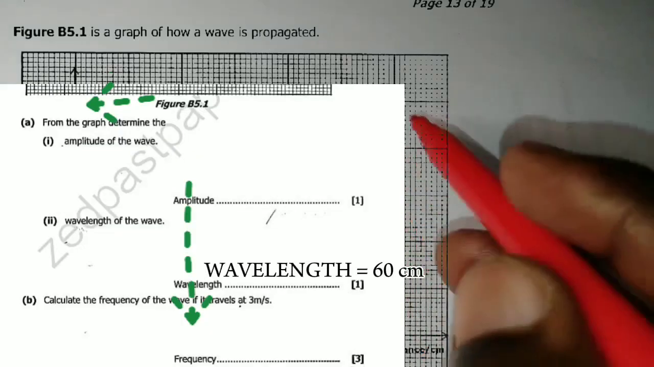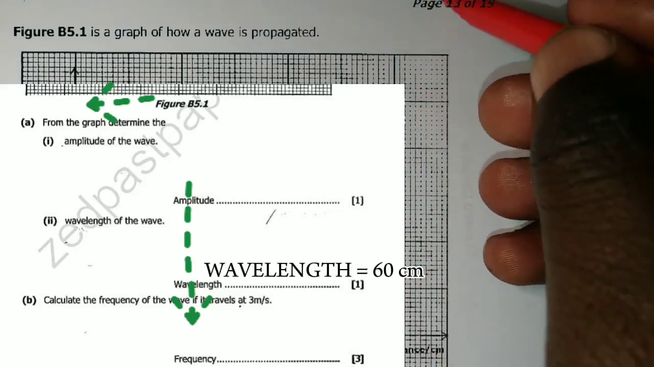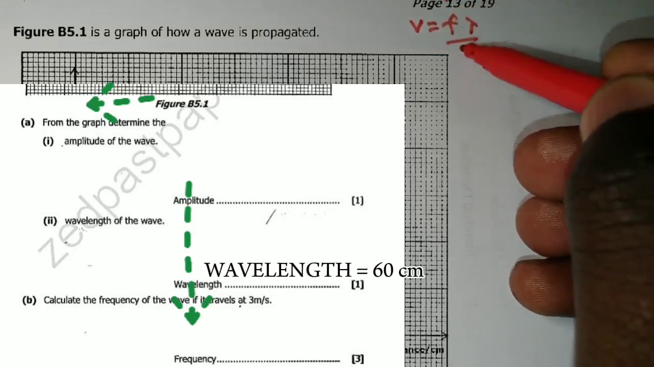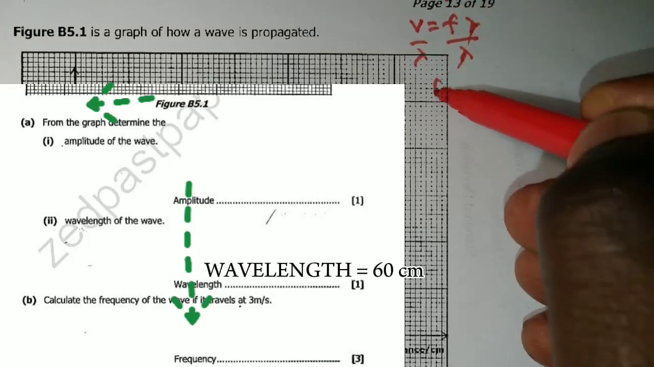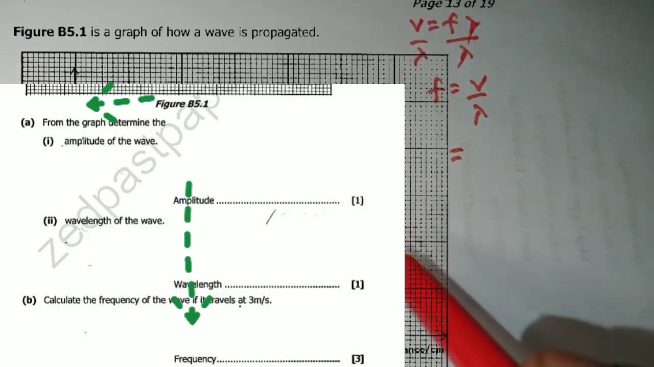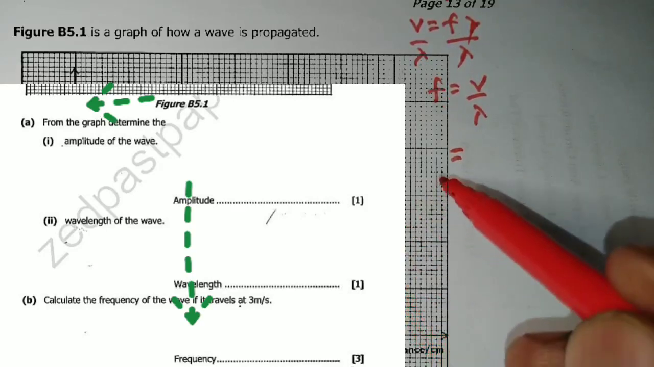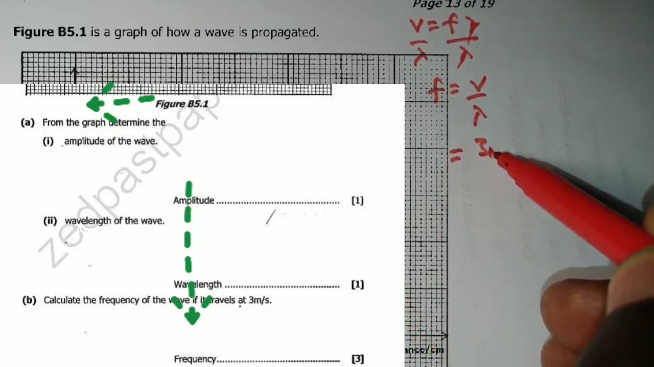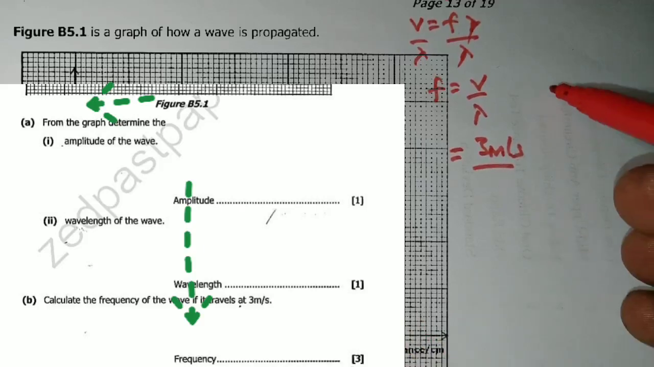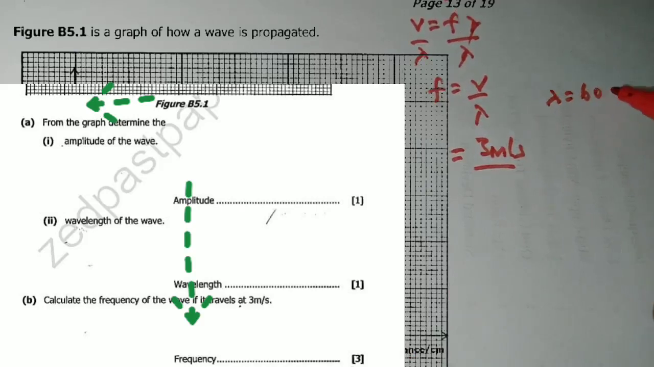We know velocity is equal to frequency times wavelength. Divide both sides by lambda, frequency is equal to velocity over lambda. Calculate the frequency if it travels. So we've been given the velocity of 3 meters per second. This is an ECZ question. Over the wavelength, and from the diagram we can easily see the wavelength, that is 60 centimeters.